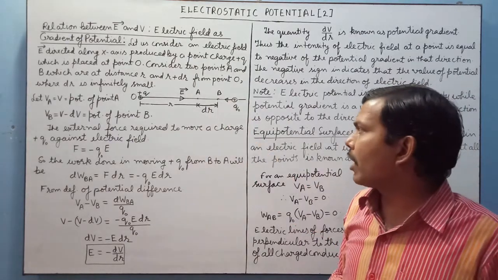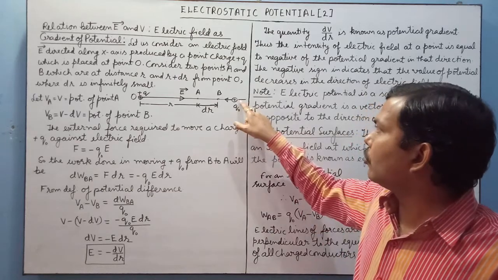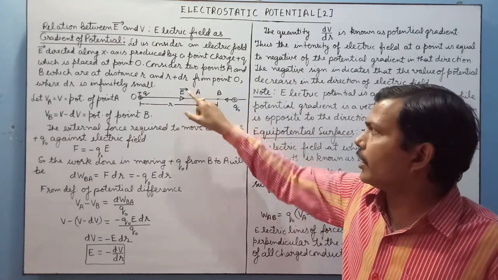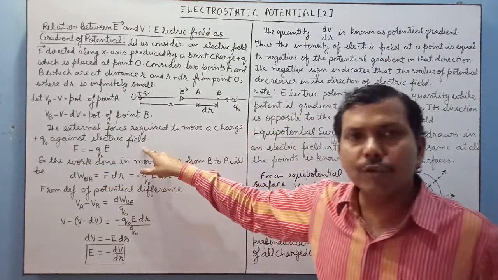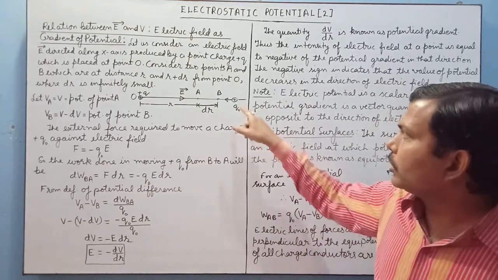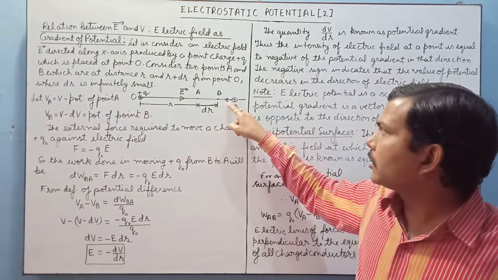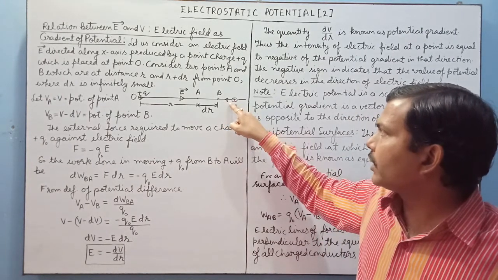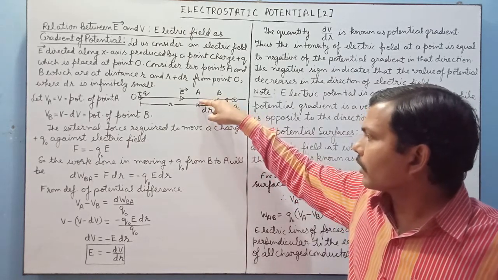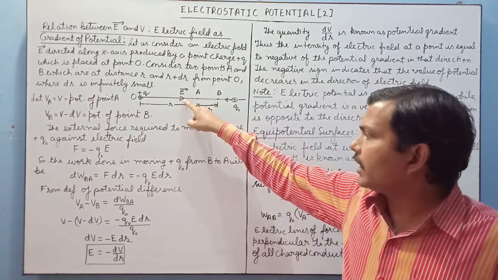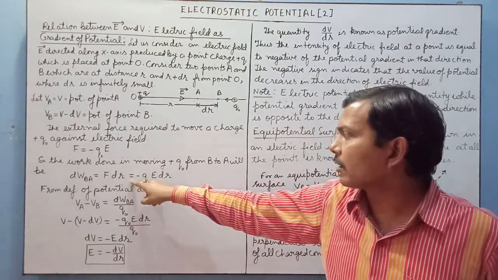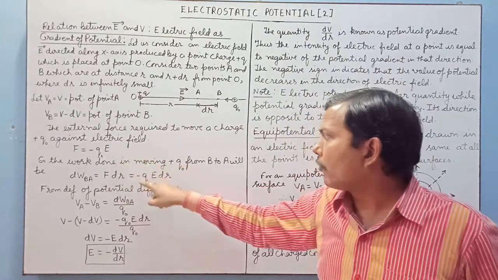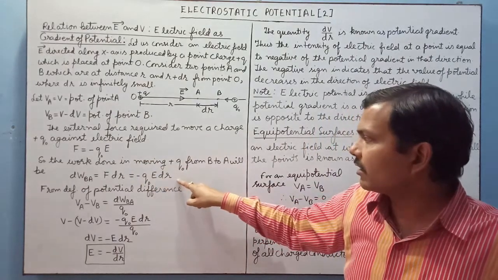The external force required to move a charge Q0 against this electric field capital E will be F is equal to minus Q0E, and so the work done in moving this charge plus Q0 from point B to A inside this electric field E will be dWBA is equal to F dr. We will substitute the value of F, minus Q0E dr.